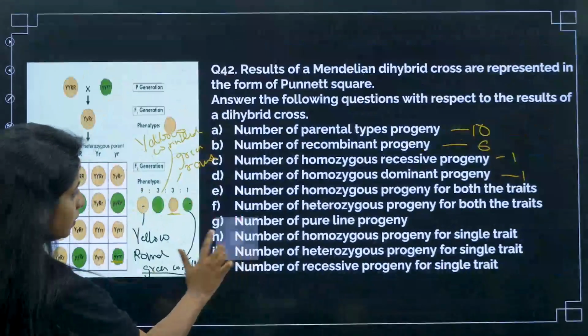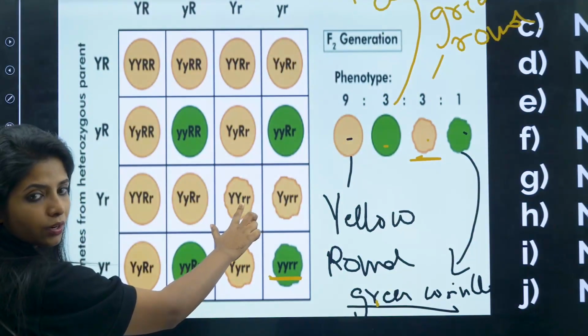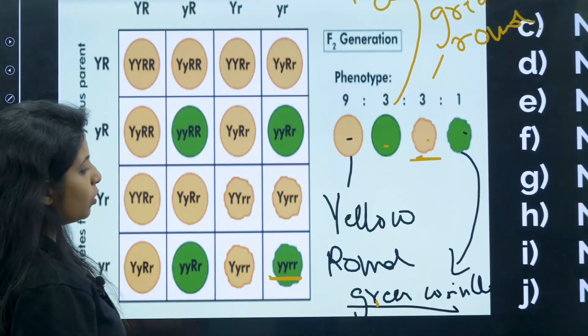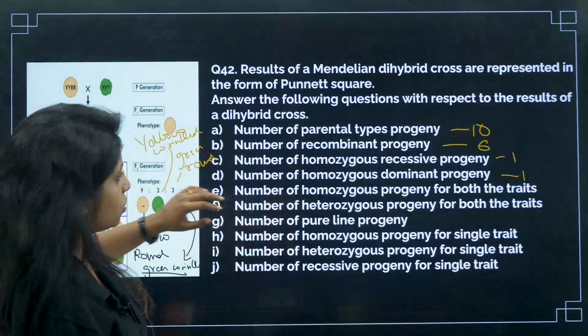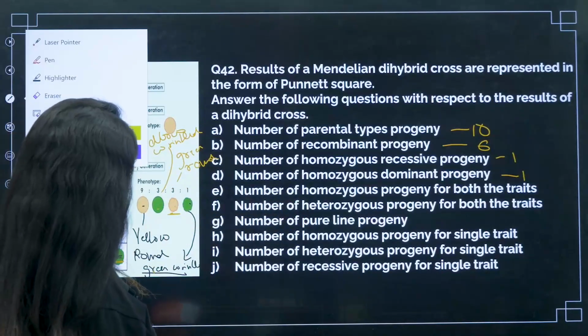This one, capital Y, small r, small r. So this is 3. And now this one, small y, small r. If you cross like this, you get all the homozygous ones. So it is not 2 homozygous progeny for both the traits, it's 4.